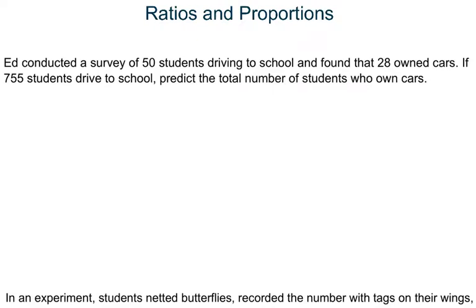So let's actually apply this to a word problem now. We're going to do the ratios here. Ed conducted a survey of 50 students driving to school and found that 28 owned cars. If 755 students drive to school, predict the total number of students who own cars. So I'm going to set this up in words first. So you have total students.